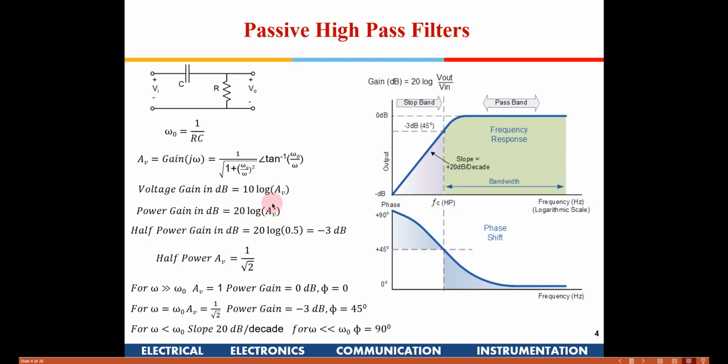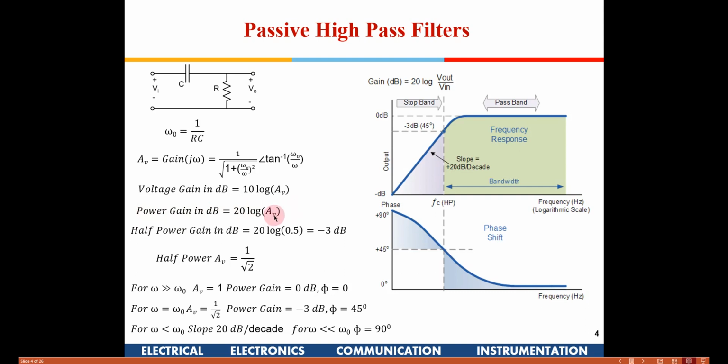Power is always V square by R, so if you assume R to be 1, the power will always be AV square. Since it is log, that 2 can come out in front, so it will become 20. So voltage gain will be defined as 10 log AV, and power gain as 20 log AV. Generally when we do the plots, we do the power plot: what is the power given, what is the power coming out, in dBs, and for that dB we use this formula.